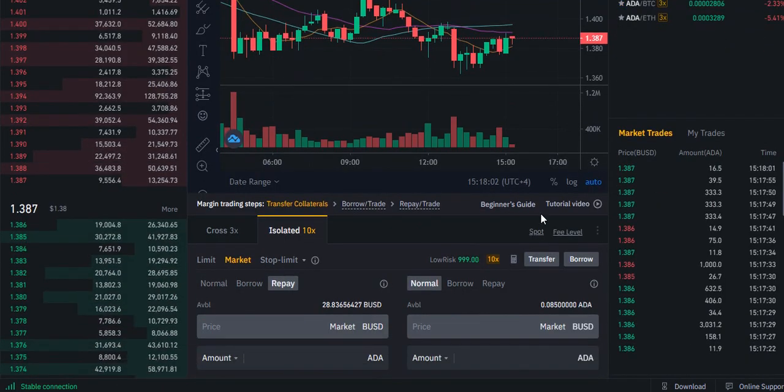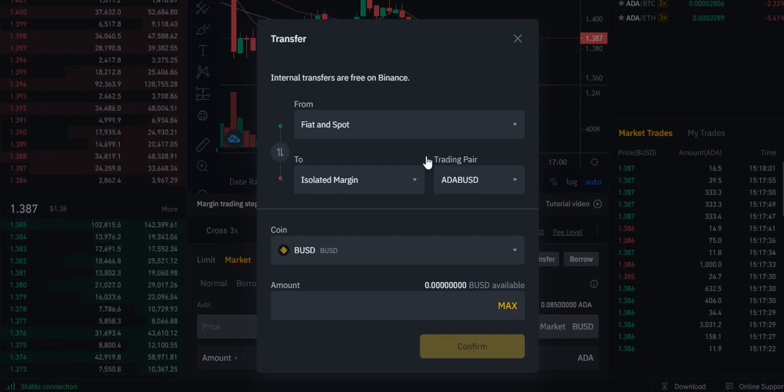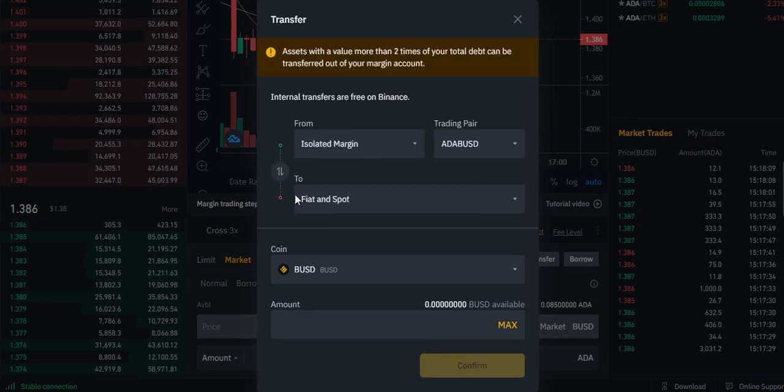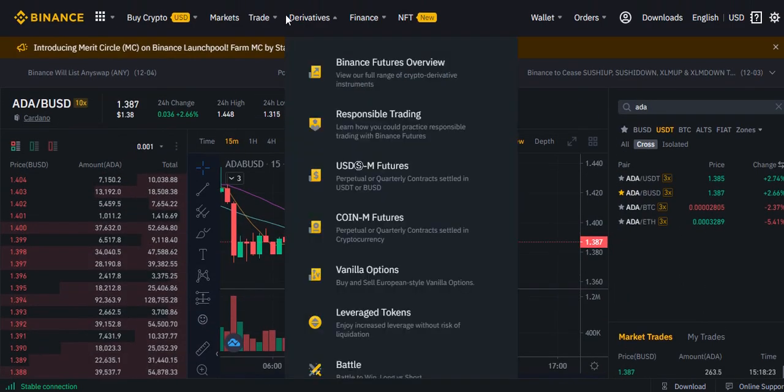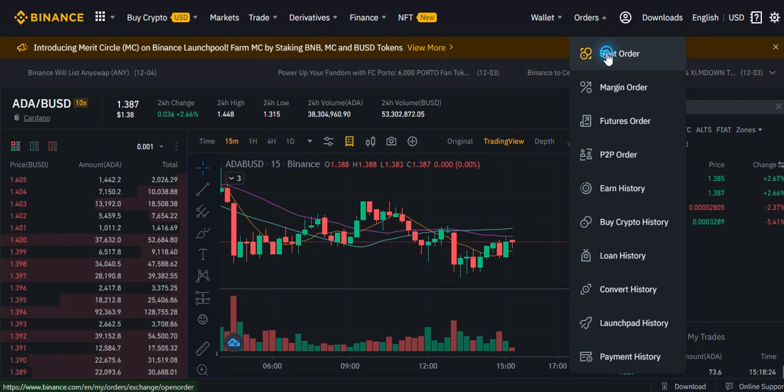So here I have to transfer money from isolated to fiat, right? So max, yes, 28, confirm, and right now the money goes to my spot account.